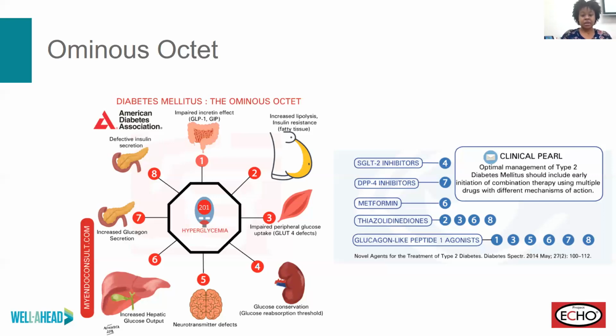To the right, there is a little box that has different numbers showing where some of these agents that we use, SGLT2 inhibitors, DPP4 inhibitors, metformin, TZDs, GLP-1 agonists, where they might work in this picture. And again, you may see an image that looks a little bit differently, or you might see that certain things are addressing different organ systems.